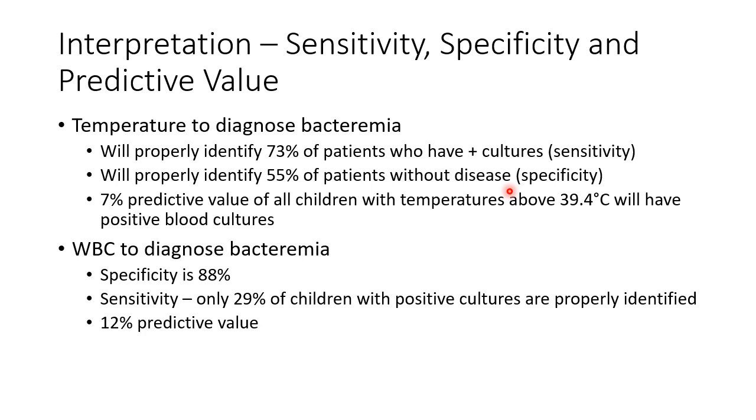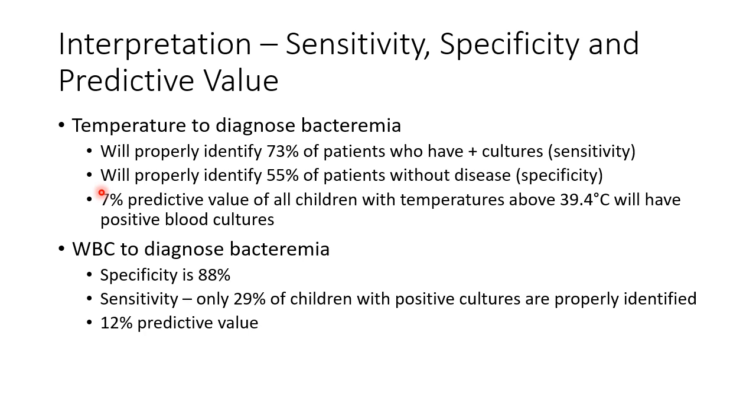Okay, and this means that if you had a 7% predictive value in all those children, that means that 7% of them, just with that finding alone, would actually have a positive culture. And again, that's not great. You don't want to just look at that alone by itself and say, okay, I want to make my diagnosis off of this. You didn't have a temperature, you don't have bacteremia. Obviously, that may not be the case there.